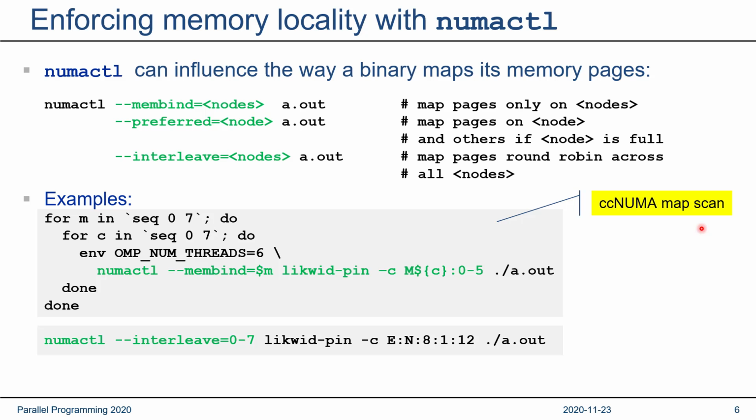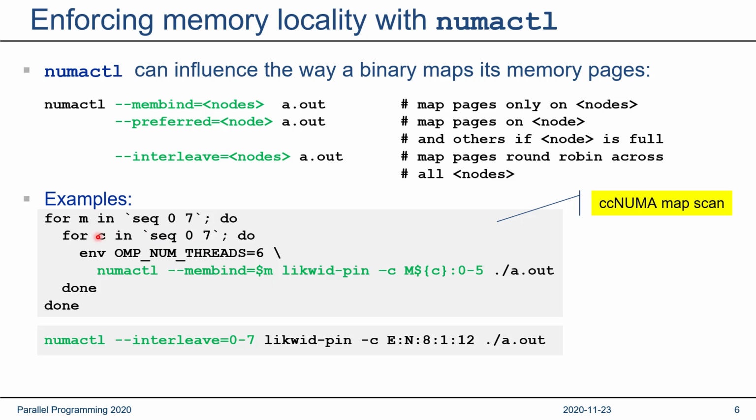Now here's two examples. In the first example, this is how I actually ran the benchmark that produced the nice colorful table on the previous slide. There are two loops here, M and C. They both go from 0 to 7. I'm setting the number of OpenMP threads to 6, and then I'm running this a.out binary under the control of numactl as a wrapper with the membind option set to $M, and M goes from 0 to 7. So I'm forcing the placement of the memory pages of my binary into the NUMA domains 0 to 7.